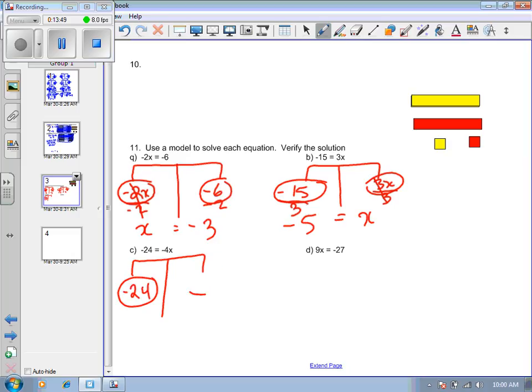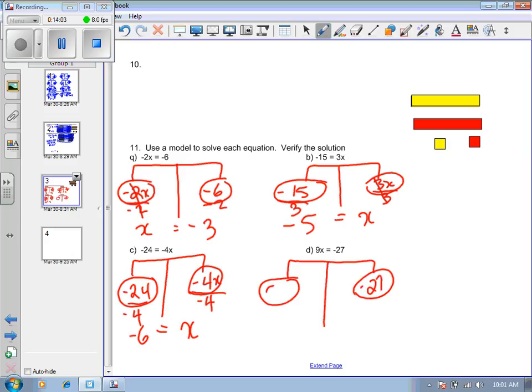Negative 24. Negative 4x. Divide both sides by negative 4. X is now equal to. Very good. And the last one. Negative 27. 9x. Divide both sides by 9. X is now equal to. Excellent.